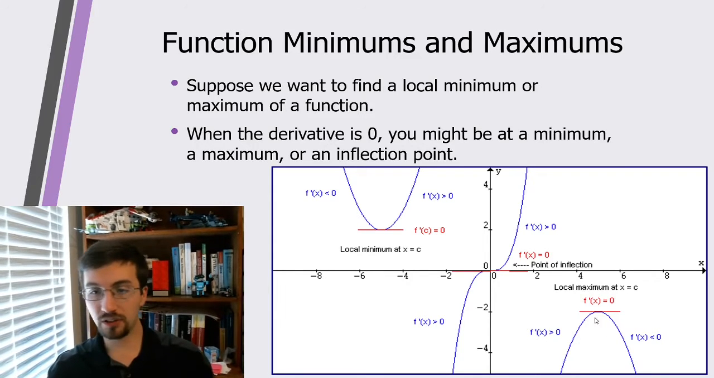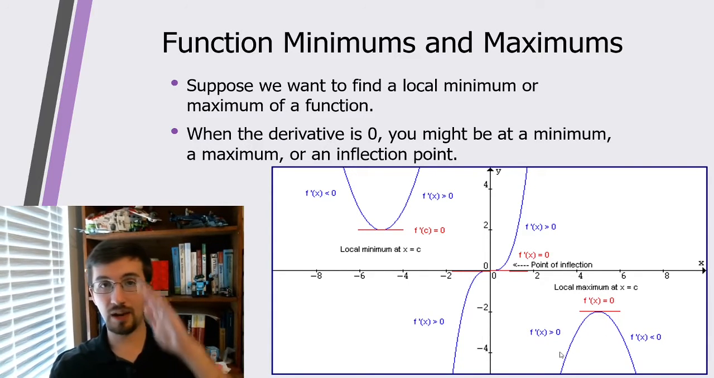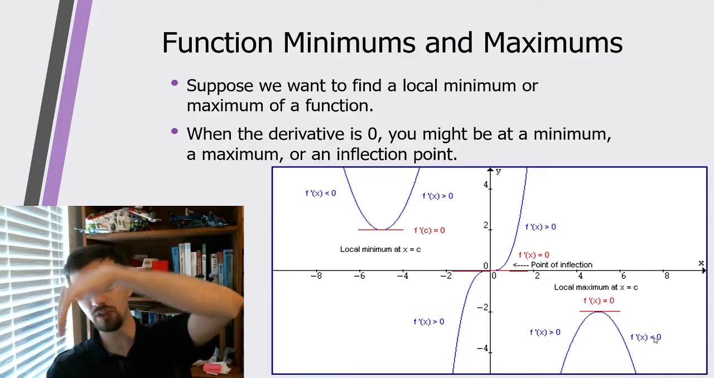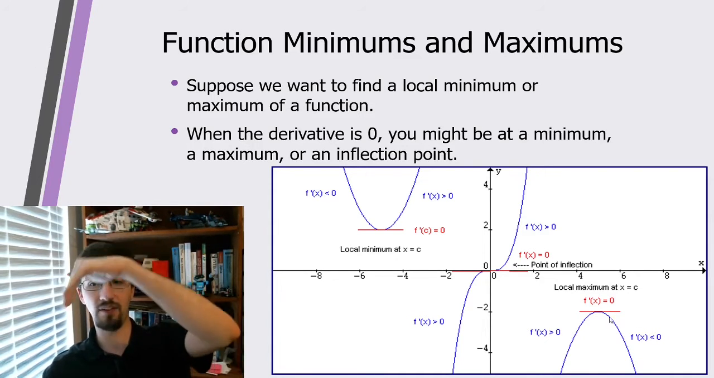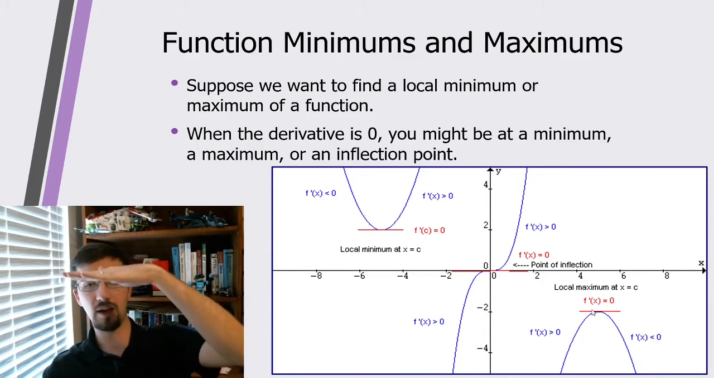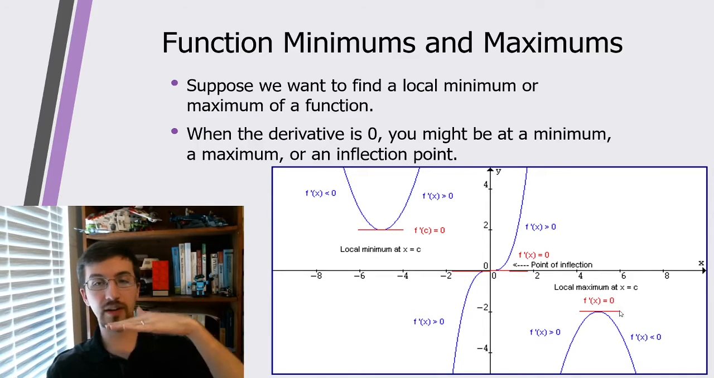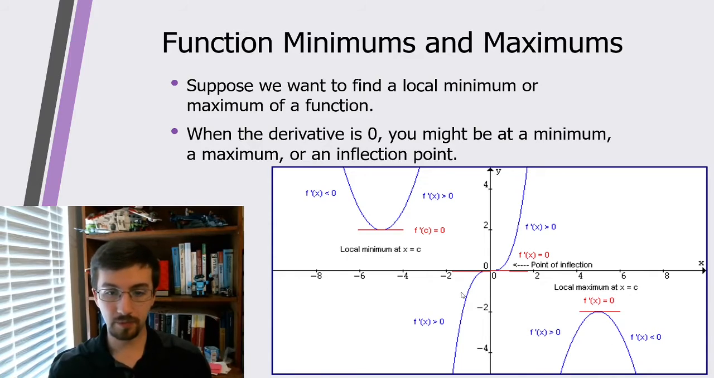Then we're going to come over here and look at the maximum. If on the left it's positive, it's increasing, and then on the right it's decreasing. Well, somewhere in there it had to crest the hill, and right there at the top is where your derivative is 0, and you have that local maximum there.